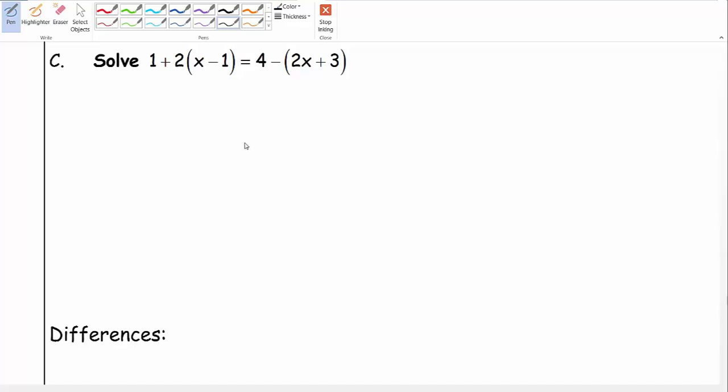Here we are at example C from our 0.1 number 27 notes. We're asked to solve now this following equation. The reason why I mention equation is because there's simply an equal sign. And as a result, anytime you're trying to solve for something, especially in this class, you're going to have a variable on one side.